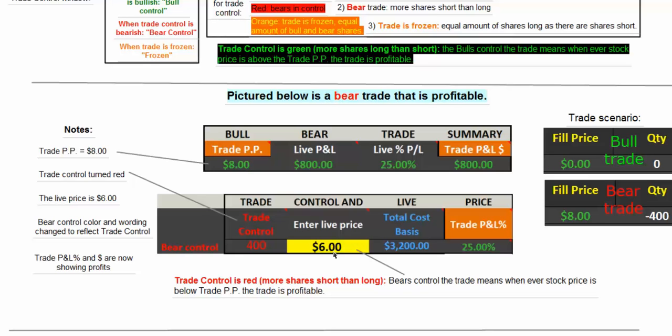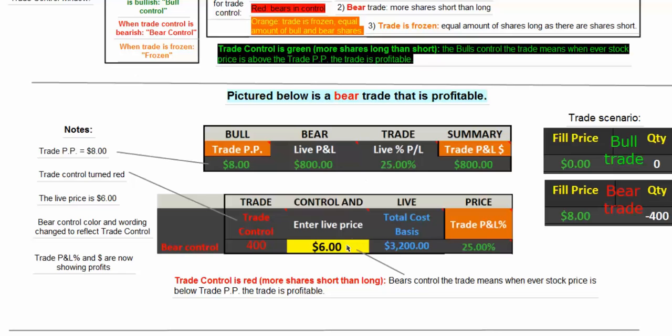This is assuming a price at $6, and our trade control turned red. The live price is $6 once again, and the bear control color and wording changed to reflect the trade control, which is right here is red, so it's now a bear control. The trade profit and loss percentage and number are now showing profits.